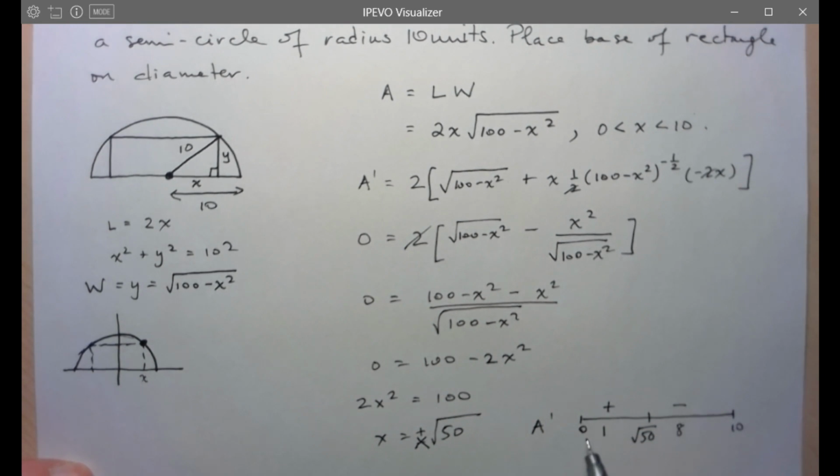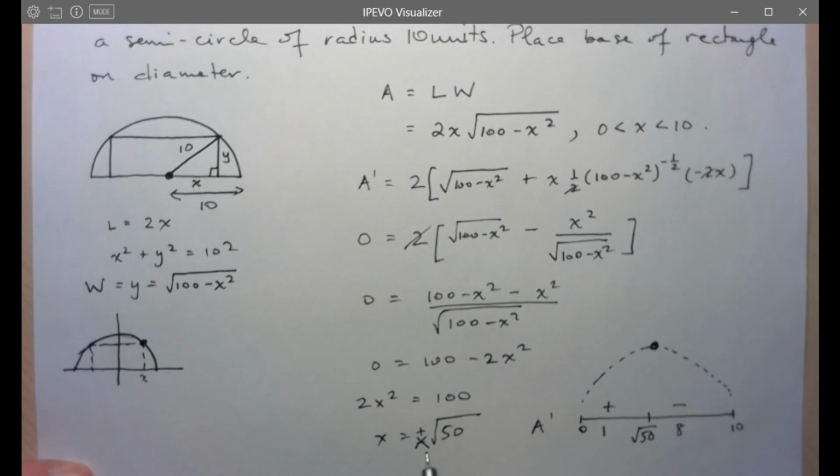Okay, so that means between 0 and root 50, the function is always increasing, reaches our local maximum, and then from root 50 to 10, it's always decreasing. So I'm talking about the function here, since the derivative is negative. And so this shows that in this interval, this is not just a local maximum, it's in fact an absolute maximum. Okay, so we found the value that gives us the largest area.